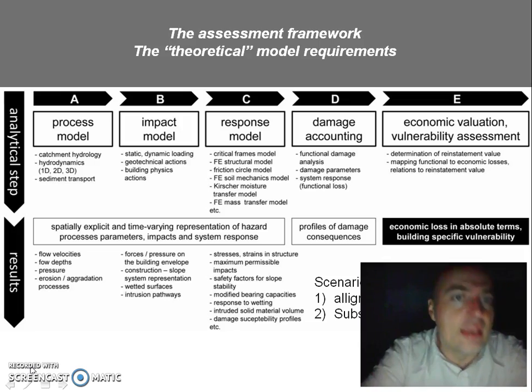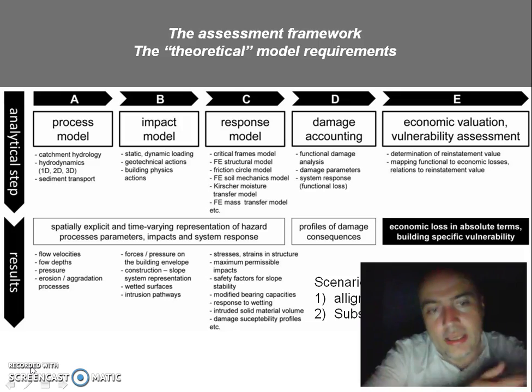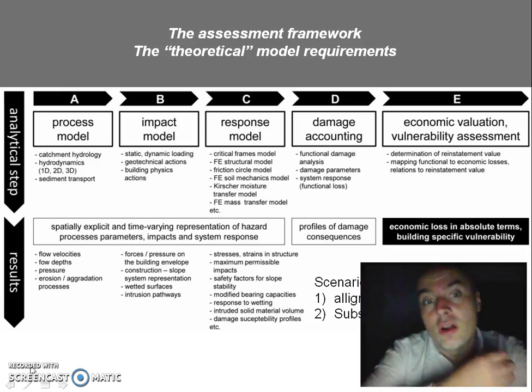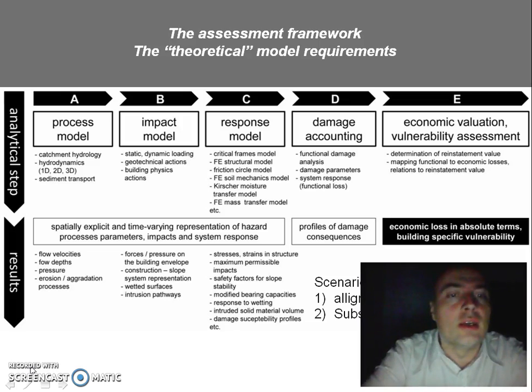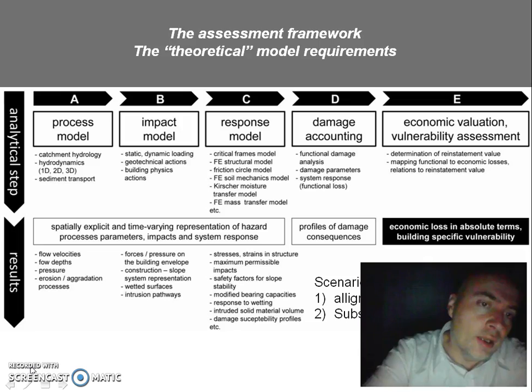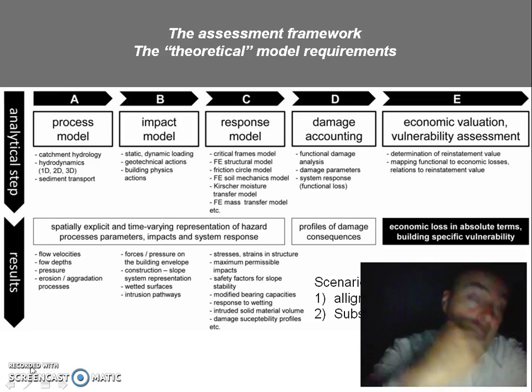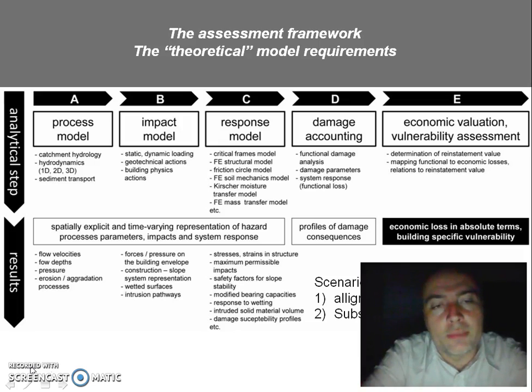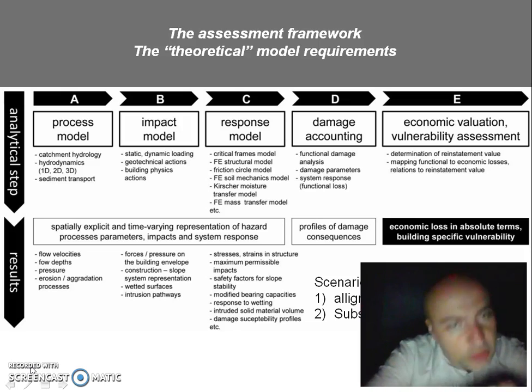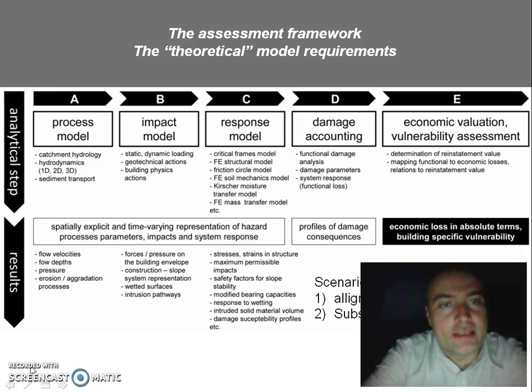modeling step A, that means the process modeling, is in general represented in the form of maps of flow velocities, flow depths, pressures, erosion and aggradation if the employed model is fit for representing morphological changes throughout the simulation. These results depend on a series of modeling steps in the catchment. That means, first of all, the representation of the catchment hydrology in selected computational domains, normally where the elements at risk are located.